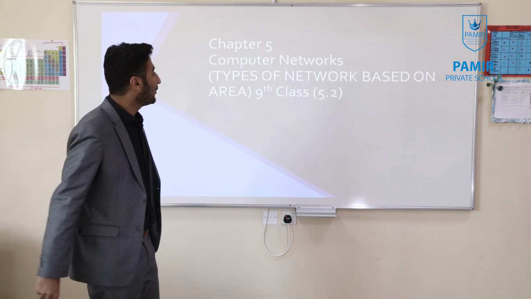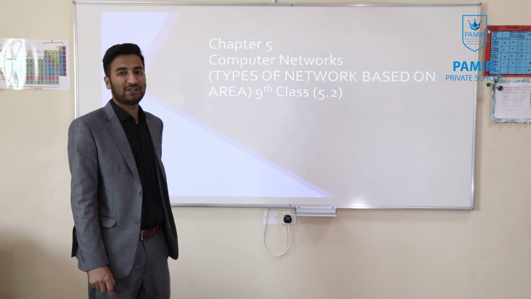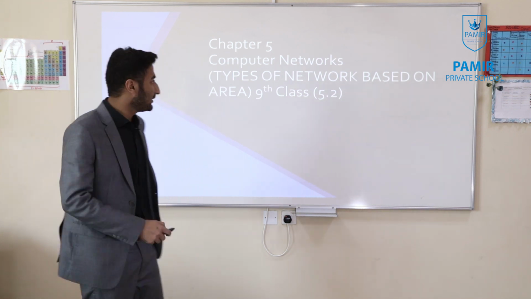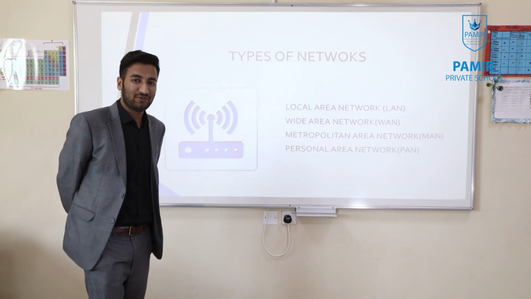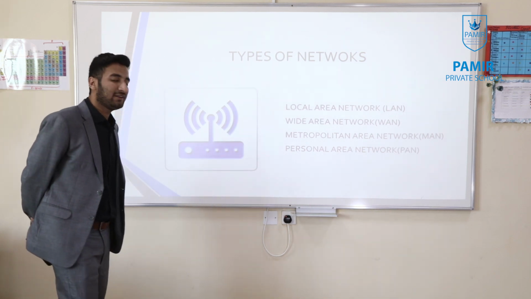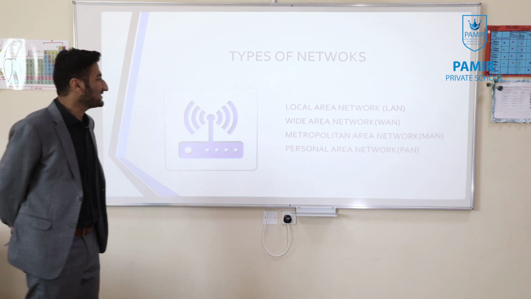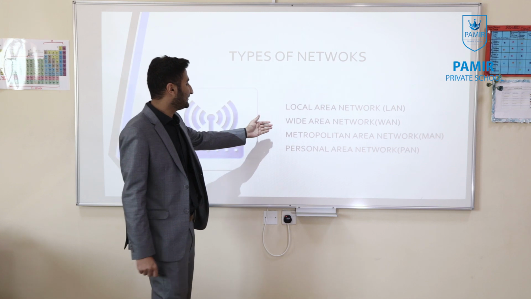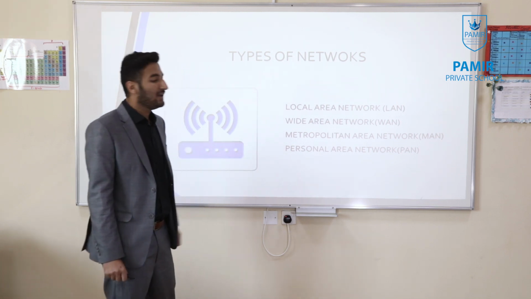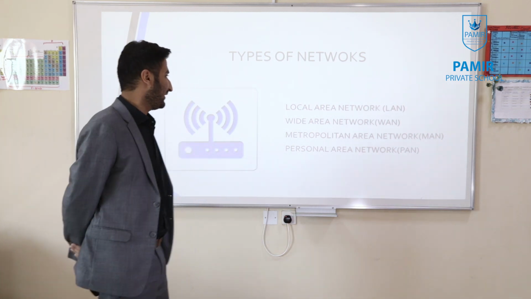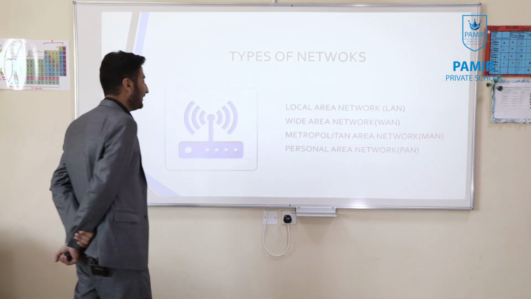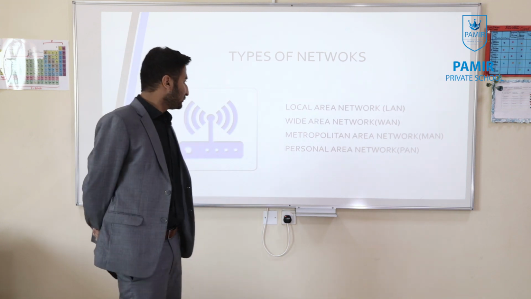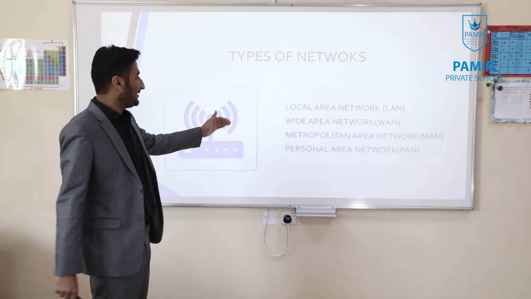So let's start. Our topic today is from chapter number 5 of the 9th class computer science book. As you can see, the topic is types of networks. As you know, there are 4 types of network. The first one is local area network, called LAN, the second is wide area network, called WAN, the third is metropolitan area network, called MAN, and after that personal area network, called PAN. We will discuss each one in detail.